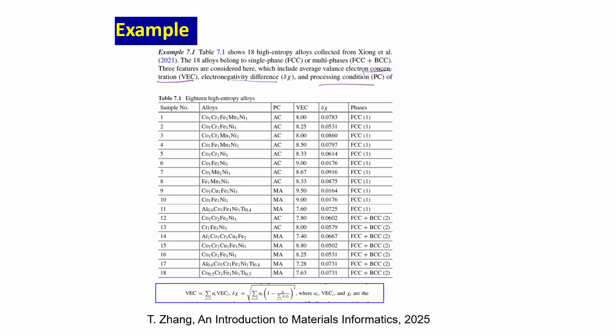This is your data, these are the alloy chemistry, this is your processing conditions, valence electron concentration, delta and phases, all given to you. VEC is calculated by Guo et al. Valence electron concentration is calculated by this formula. And this is delta, delta is calculated by this formula, basically from atomic size differences.